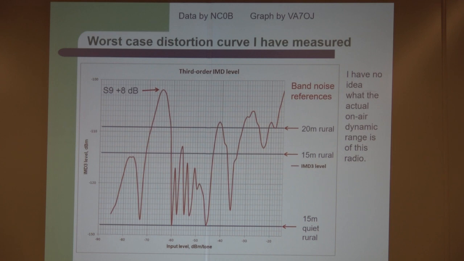So here's the worst graph I've ever made of a radio. And I don't know what the dynamic range is. All we know is that at S9 plus 8 dB, which isn't really strong, it had the worst distortion before it totally crashed. And this had to be measured in 1 dB increments. Otherwise, if you just said, okay, I'll measure it in 5 dB steps, all those funny wobbles in there would be smoothed out, so you wouldn't know what the numbers were. So we really have to be careful when we're making our laboratory measurements to see what are we really getting here.